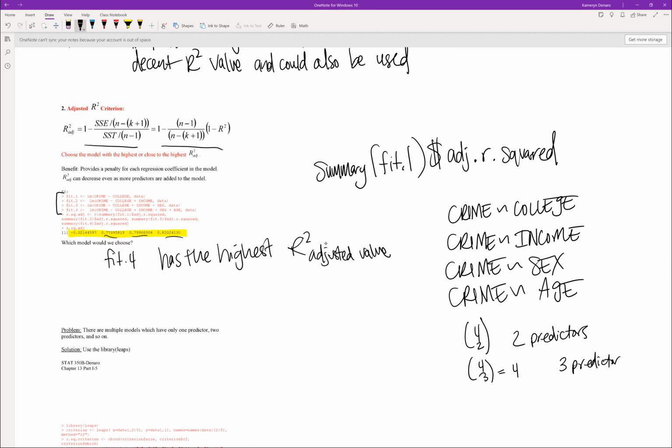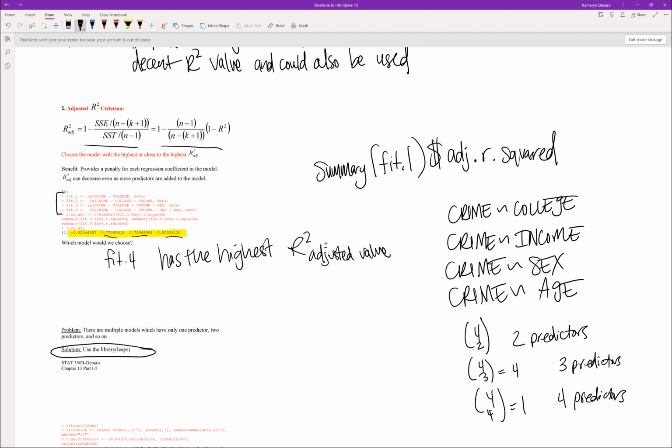And then there's 4 choose 4, which is just 1 model that has 4 predictors in the model. All right. So essentially, I might not want to have to think about all these different regression ways to do this. So instead, I can use a package called Leaps.